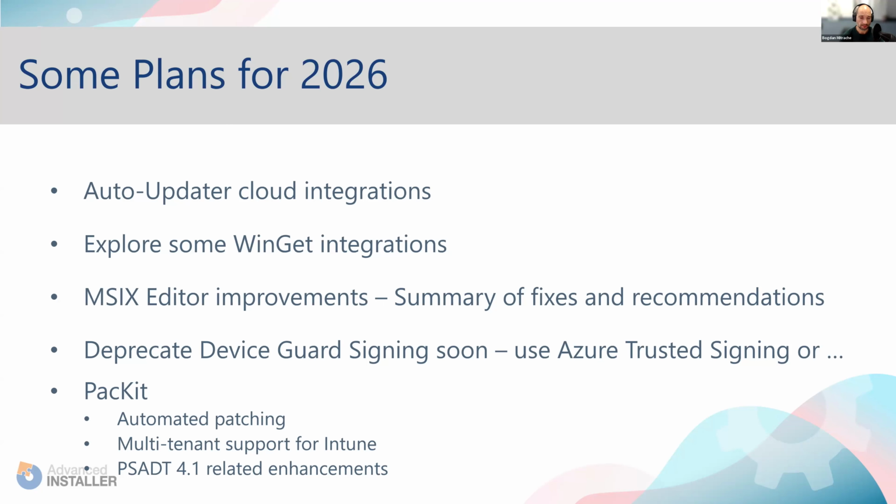For Packet, the biggest improvement that will come in the next month will be related to automated patching, and this is basically a series of improvements that will help you define install conditions with better defaults from our side, because you can already define install detection and install rules for your applications in Intune, but we want to help you with better defaults, so you don't have to manage those manually for all of your applications.